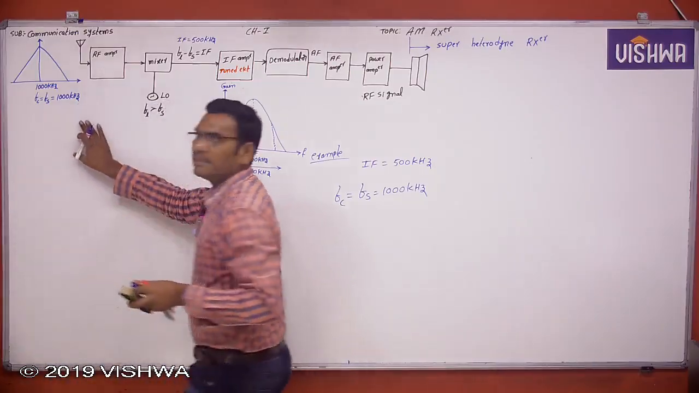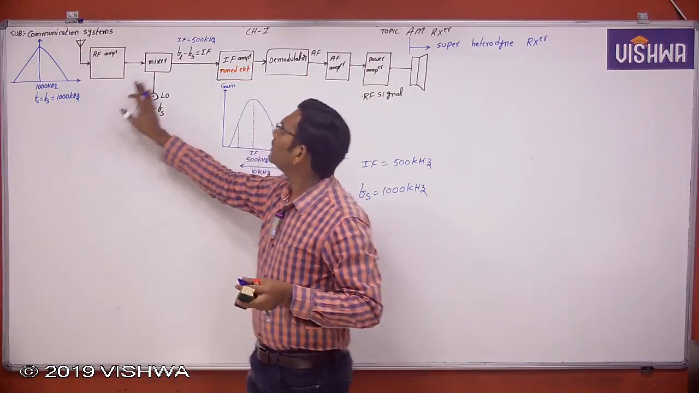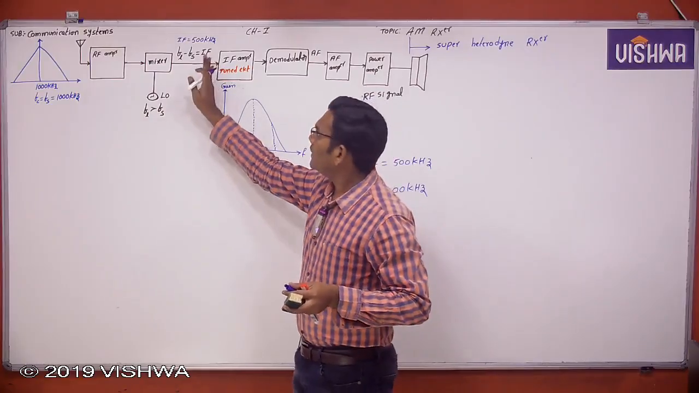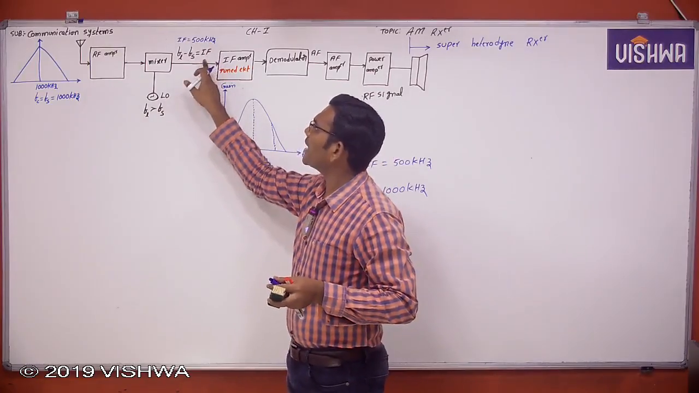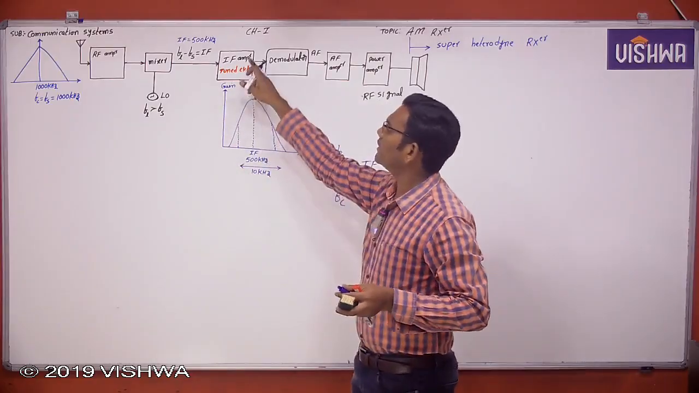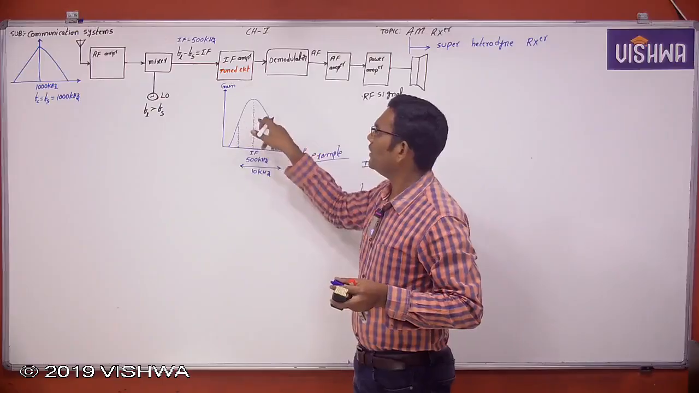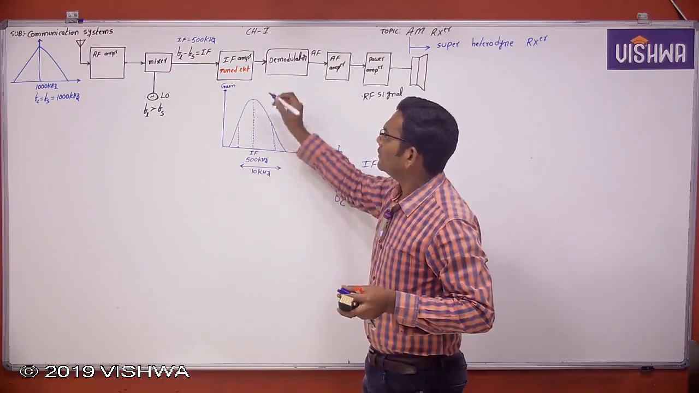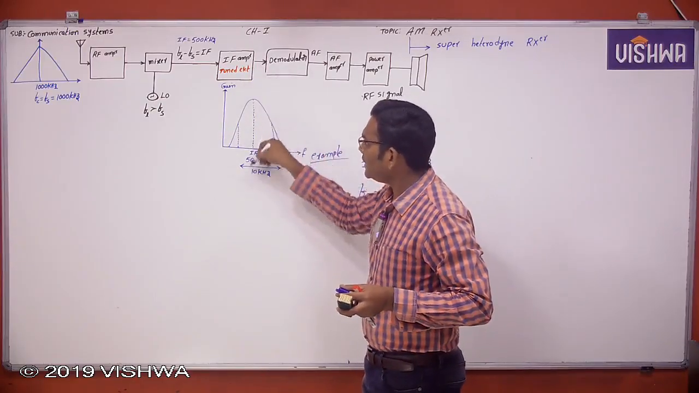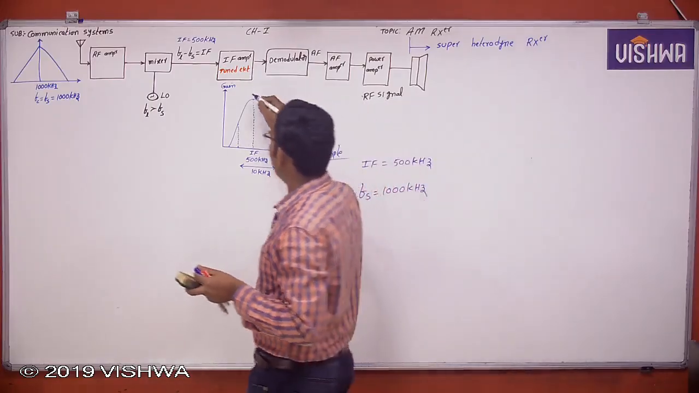So whatever the incoming signal, it is down converted to IF, and then that modulated signal with carrier frequency IF is passed through, because this IF amplifier has a band pass filter. This tuned circuit will act as a band pass filter. This is the tuned circuit characteristic at the IF stage.